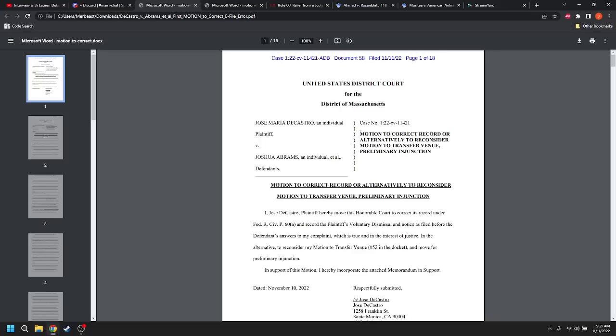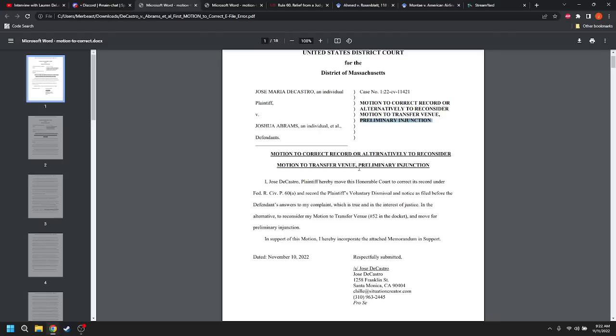Case. They're both entitled, A Motion to Correct the Record or Alternatively to Reconsider the Motion to Transfer Venue and also Preliminary Injunction. So it appears, from the way he's phrased this, there's going to be a motion to correct the record or, in the alternative, a motion to reconsider. And then, in addition to one of those two, there's going to be a motion for a preliminary injunction. It doesn't say to what, but okay.